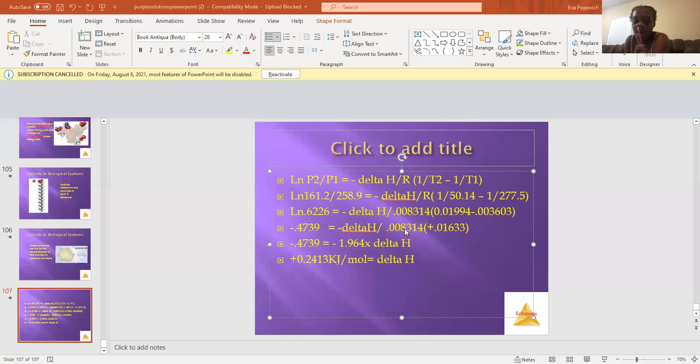But what was the answer that I got? No, what was the correct answer? 37.42 kilojoules per mole. Okay. Let me look at it. I will look at it in more depth.